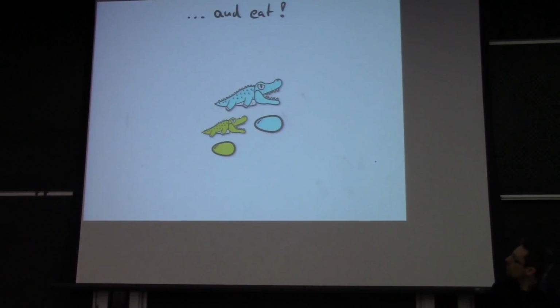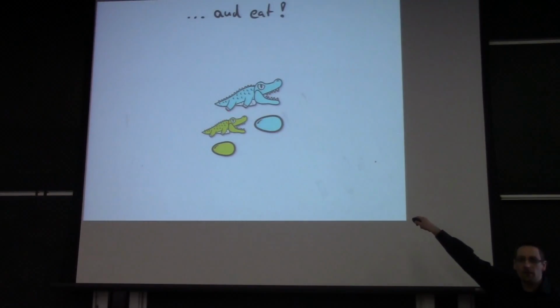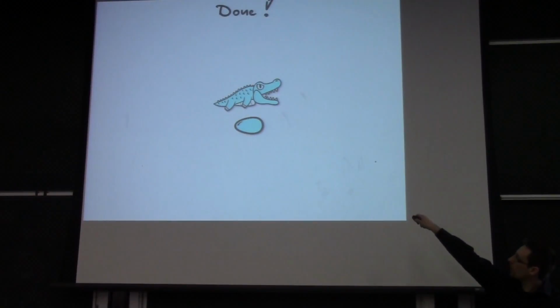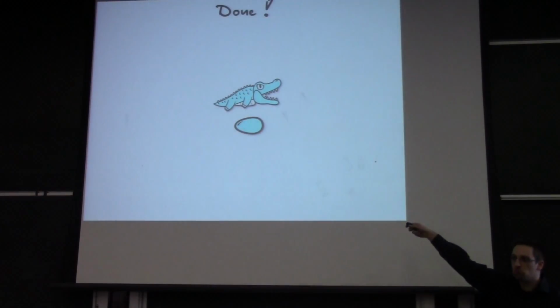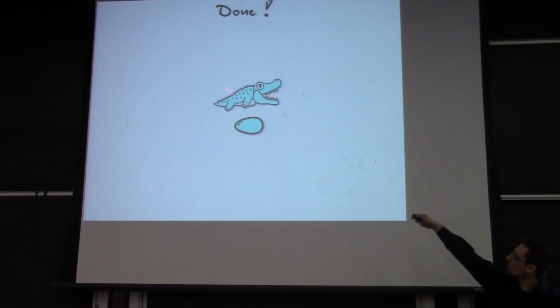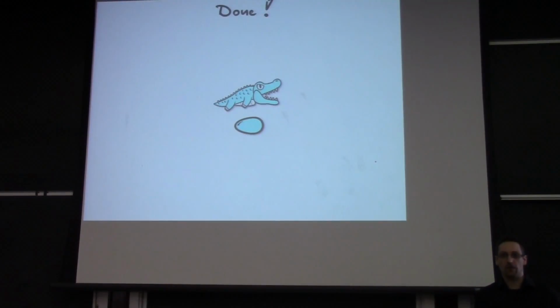Okay, so this is what we end up with, and again now the only thing we can do is let the yellow one eat the blue egg. So we do that, and we end up with just the blue egg. And now there's nothing else to do, so we just end up with this one alligator here protecting the one egg.